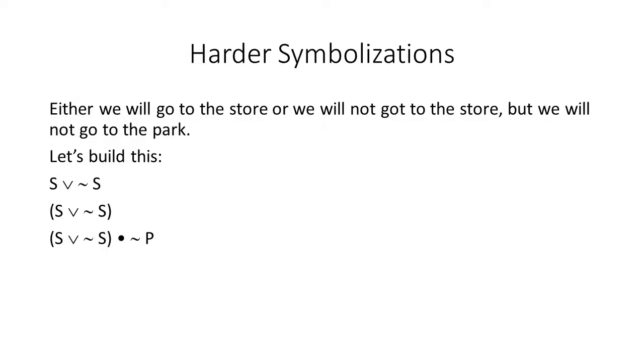Now we have the second part, but we will not go to the park. Well, what is "but"? It's the dot. And we have a "not" again, so let's use a tilde. We want to put the stuff to the left of the comma together, and we do that with parentheses. So we move from our first step to our second. Then we have this other stuff, this dot, tilde, P, and we're just going to shove that onto the end. That gives us our third step there: left parenthesis S, wedge, tilde, S, right parenthesis, dot, tilde, P.